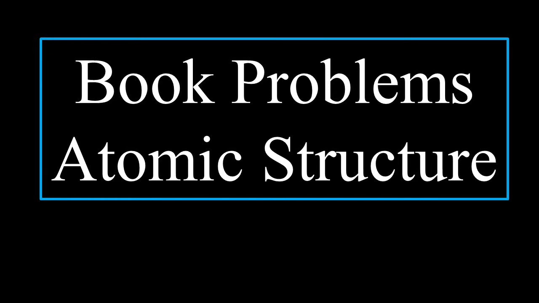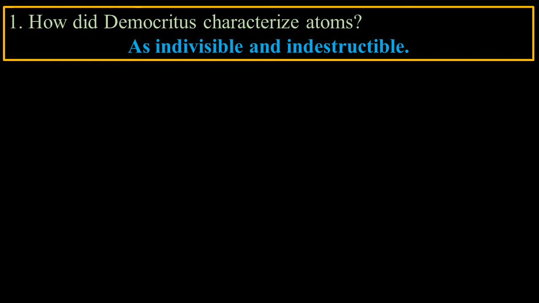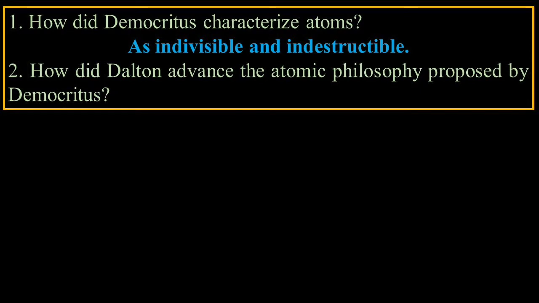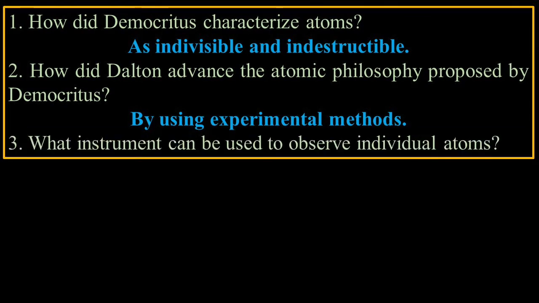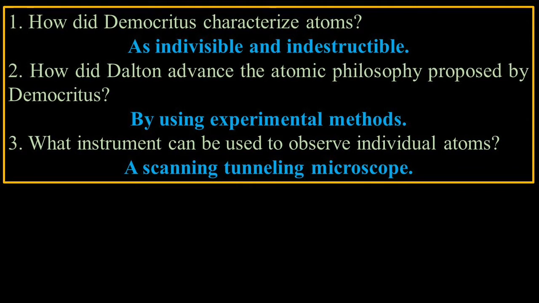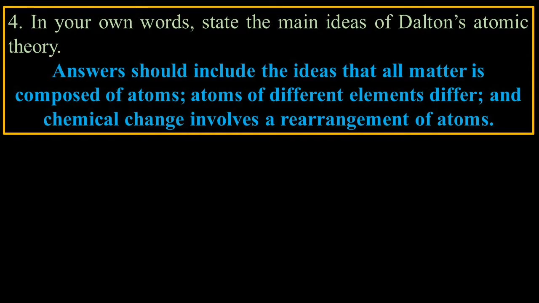So let's get busy. How did Democritus characterize atoms? As indivisible and indestructible, atomos. How did Dalton advance the atomic philosophy proposed by Democritus? By using experimental methods. That was the big difference. What instrument can be used to observe individual atoms? A scanning tunneling microscope.